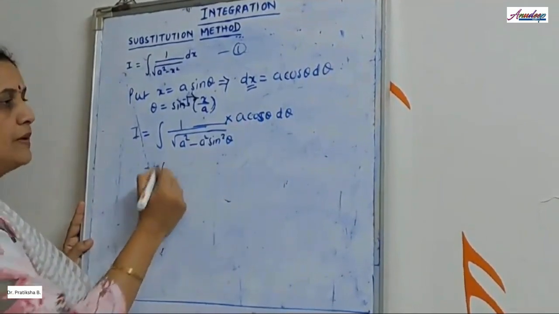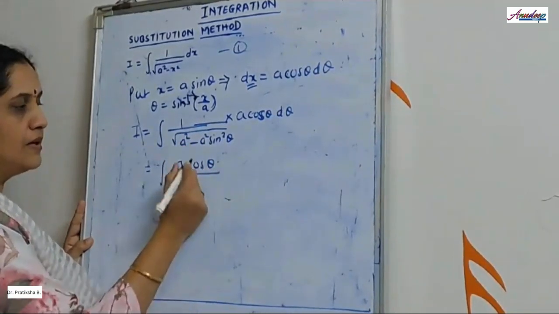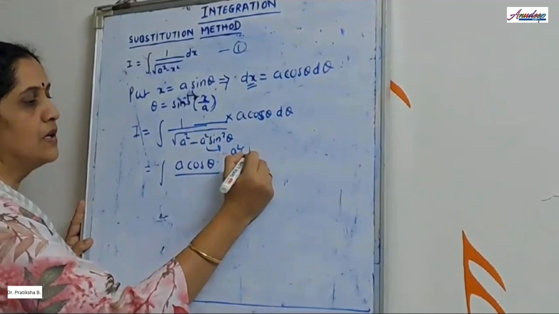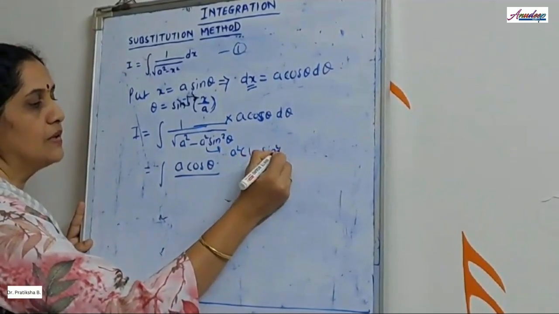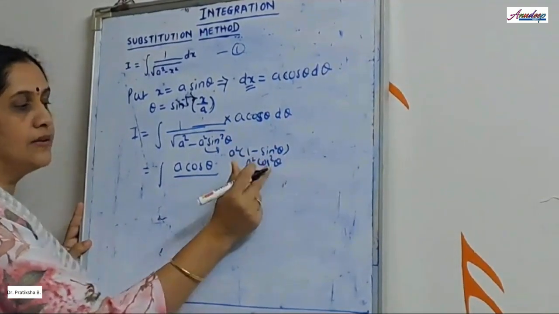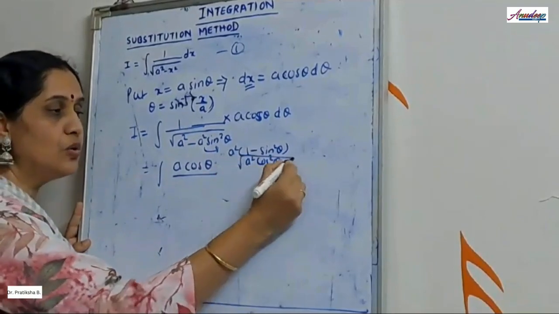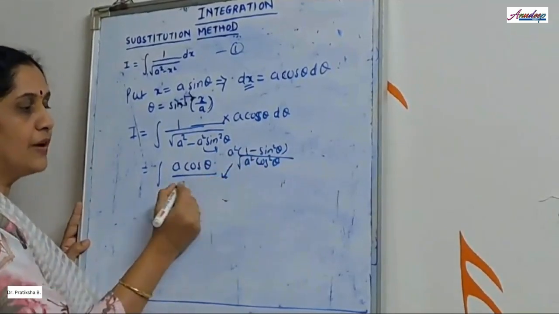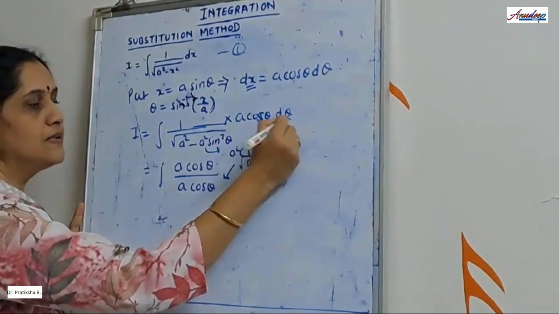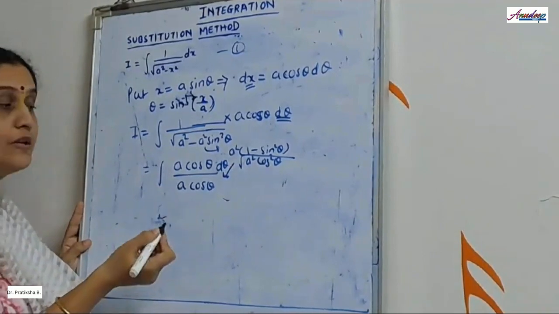So what will I be getting here? A cos theta will be as it is. Here, if I take a square common, I get a square times 1 minus sine square theta, which gives me a square into cos square theta. This term will come under the square root sign. When I take the square root of this term, it simplifies to a cos theta, and this d theta will be as it is. So now my problem gets very much simplified.